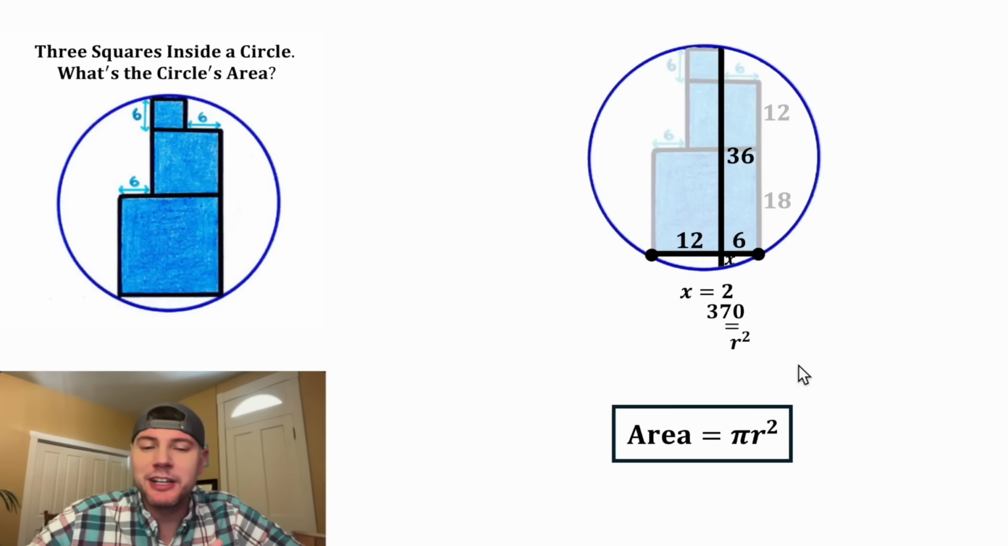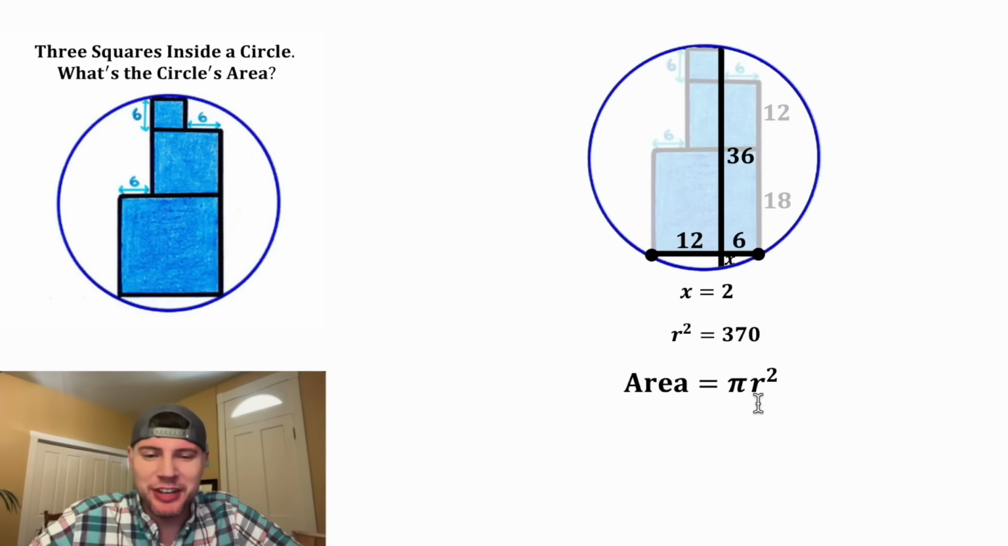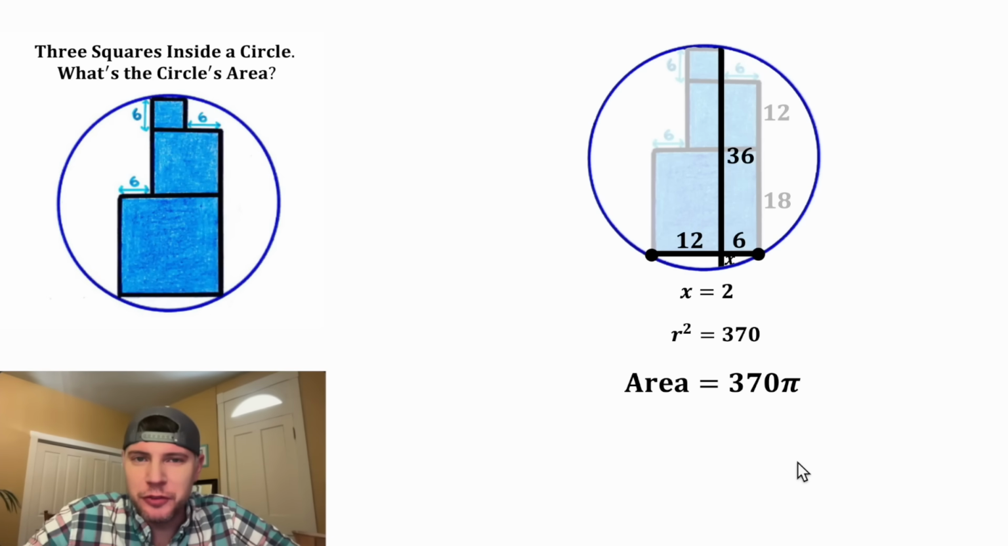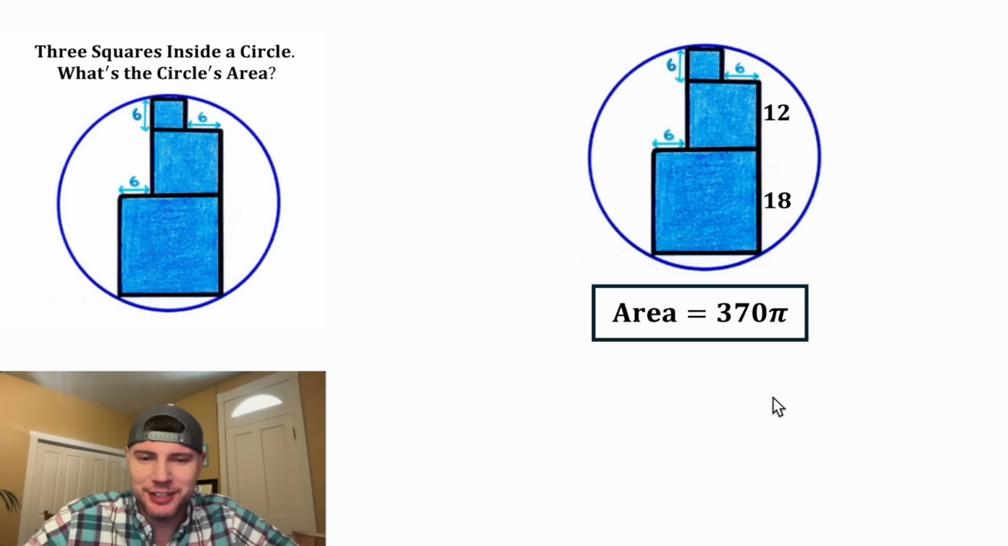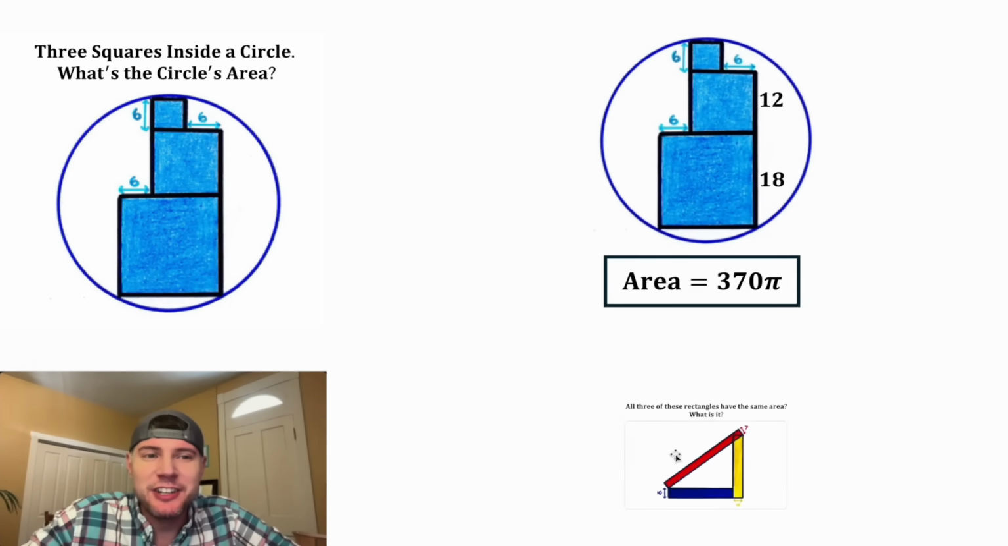So now we're ready to plug it into this equation. In the place of this r squared, we can plug in 370. That'll give us an area of 370 pi. That is the answer to our question. Let's put a box around it. How exciting. And here's the next question.